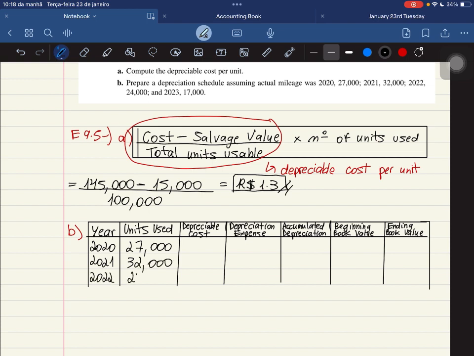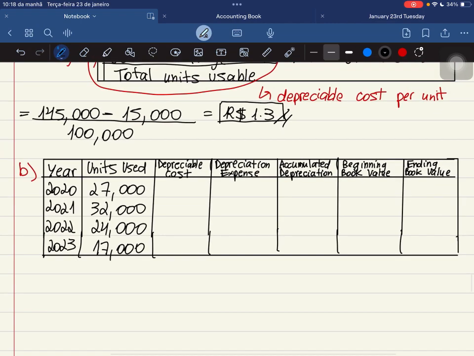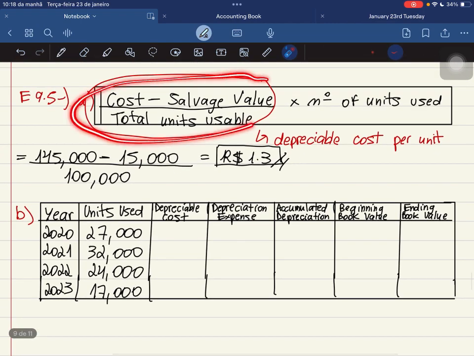For 22 we used 24,000, and we're supposed to have another column over here for 23, which we used 17,000. It's a little bit time consuming, I know, but just make sure that you're organized and you'll be able to calculate everything. Okay, so as I said, the depreciable cost is just this part over here, right?